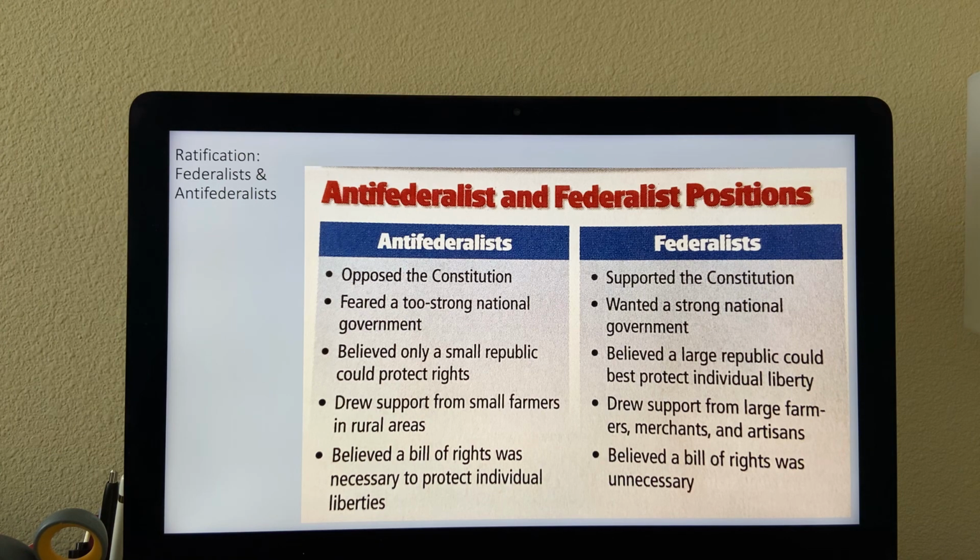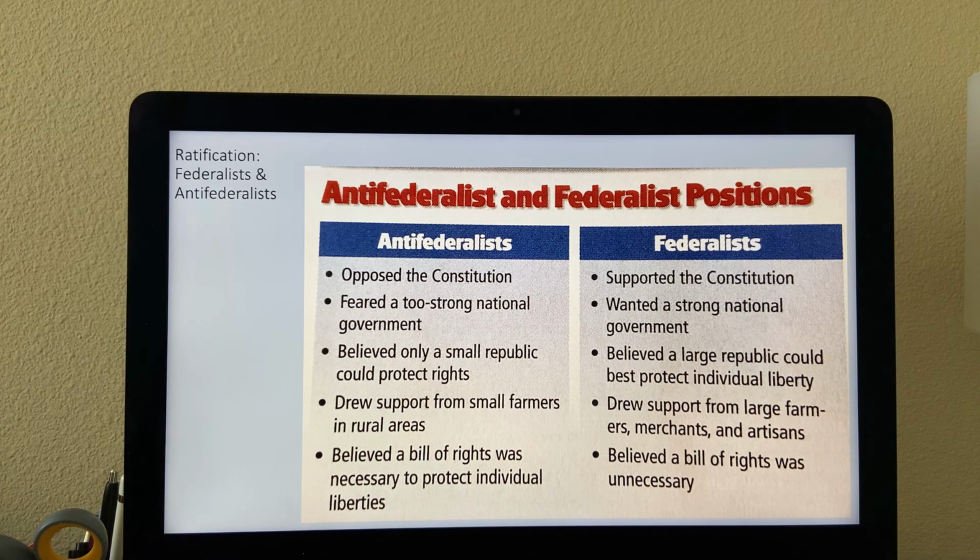So if you look at the anti-federalist side, they opposed the Constitution because they were afraid of having a too strong national government. They believed that a republic, a small republic, could protect the rights of people. They drew support from people in the more rural areas, such as small farmers. These were the more common people. They believed that a Bill of Rights was necessary in order to protect individual liberties.